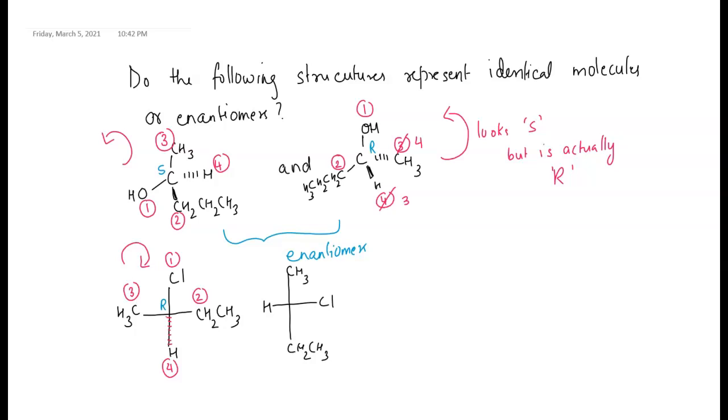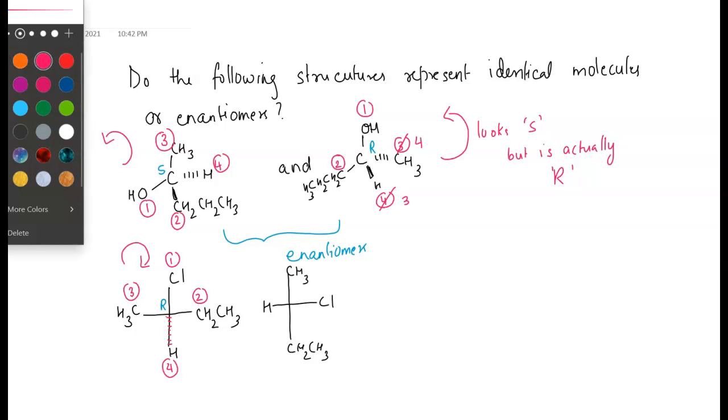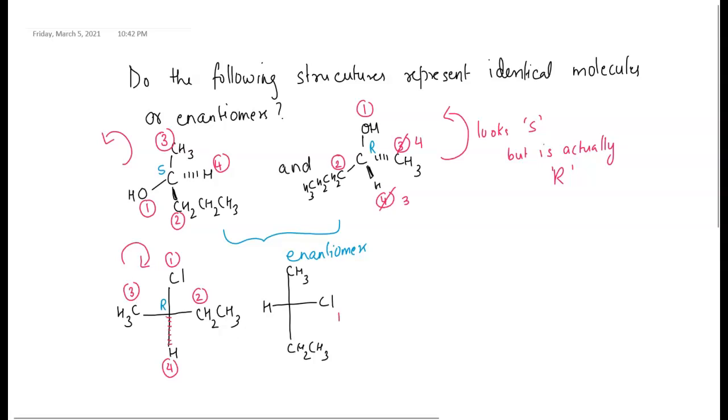Now in this case, let's do the priorities again. We have chlorine still as number 1, this as number 2, this as number 3, and hydrogen as number 4. Now we are going from 1 to 2 to 3. However, remember, hydrogen is in the horizontal bond, right? So it looks like we are going 1 to 2 to 3, R, but it's actually the S configuration, okay? Because hydrogen is in the horizontal bond, which means it's coming out.